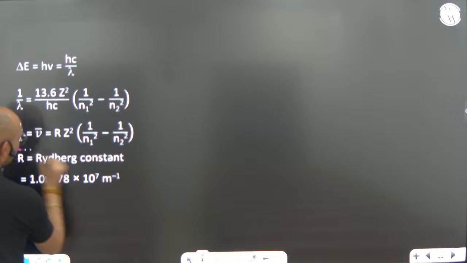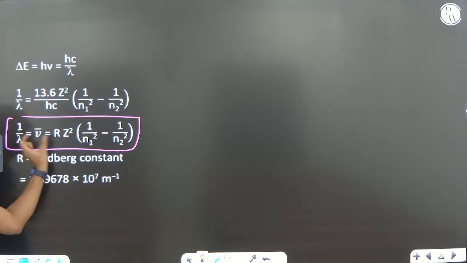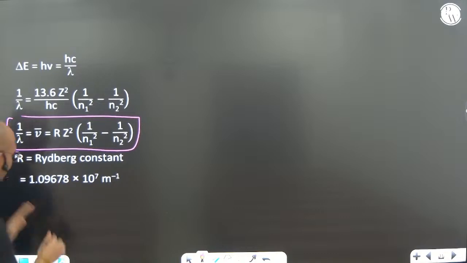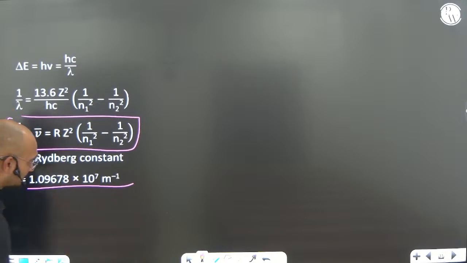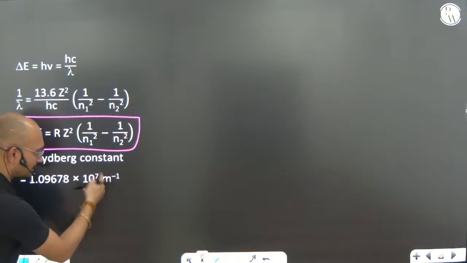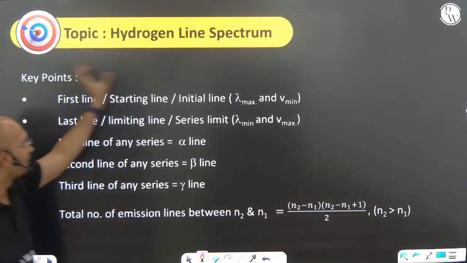These are the formulae. I hope you all are very well aware of it. We have studied it just now. So 1 by lambda equals nu bar, that is the wave number, equals RZ square into 1 by N1 square minus 1 by N2 square. Nothing, not a big deal, right? You can all remember it, and you have already studied it. It is per meter, that's why it is 10 to the power 7. If it was per centimeter, it will be 10 to the power 5. Please keep in mind. Next, hydrogen line spectrum.